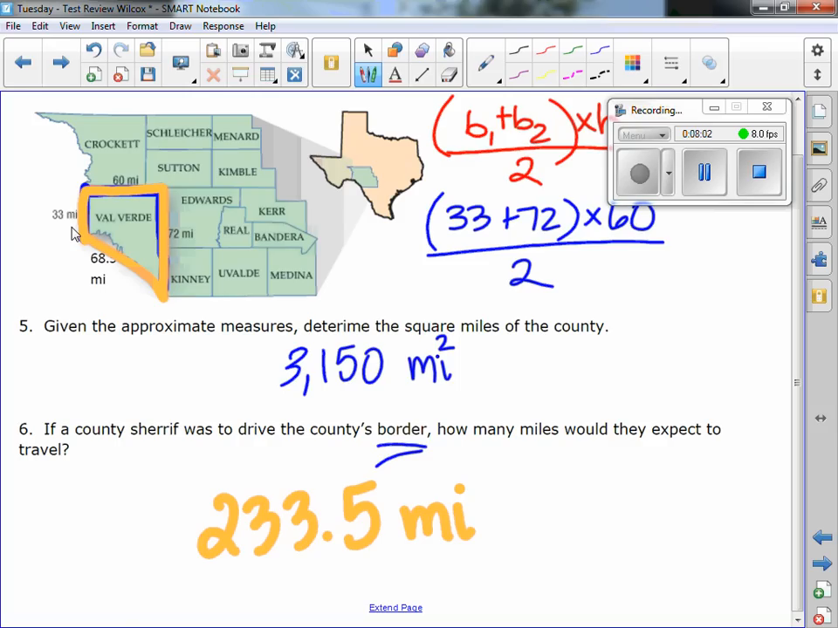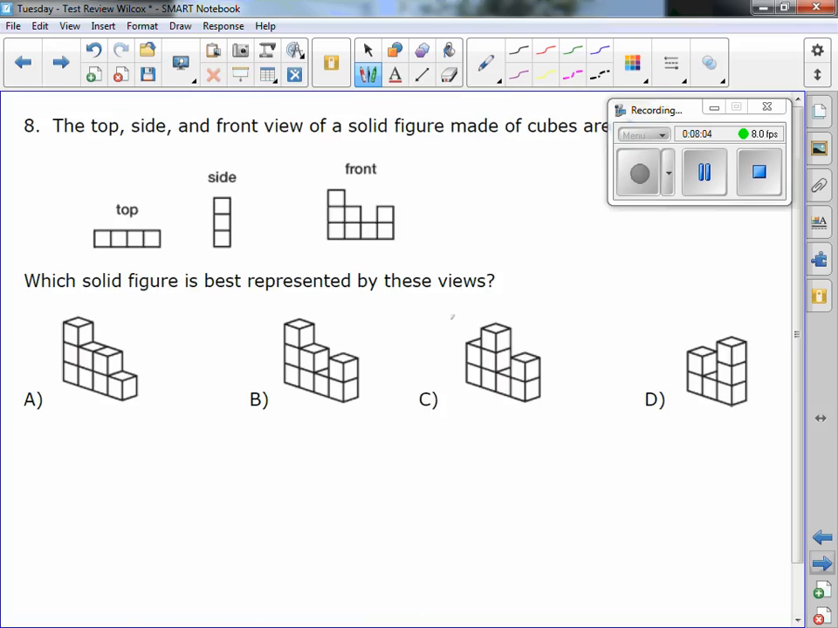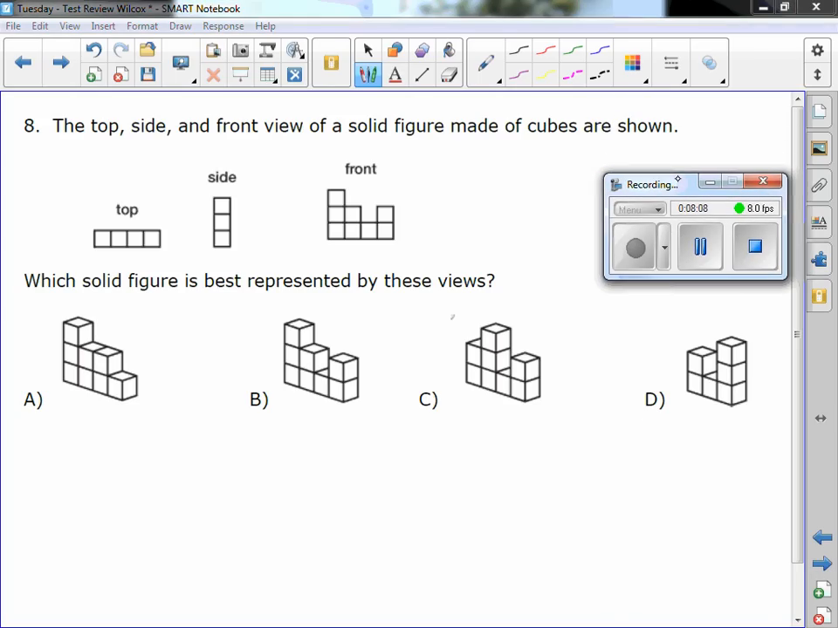This review is misnumbered. It goes from 6 to 8, so there is no number 7. Number 8 says, the top side and front view of a solid figure made out of cubes are shown. Which solid figure is best represented by these views? So on my top, I need to see 4. 1, 2, 3, 4. This one only has 3, so I can eliminate D.